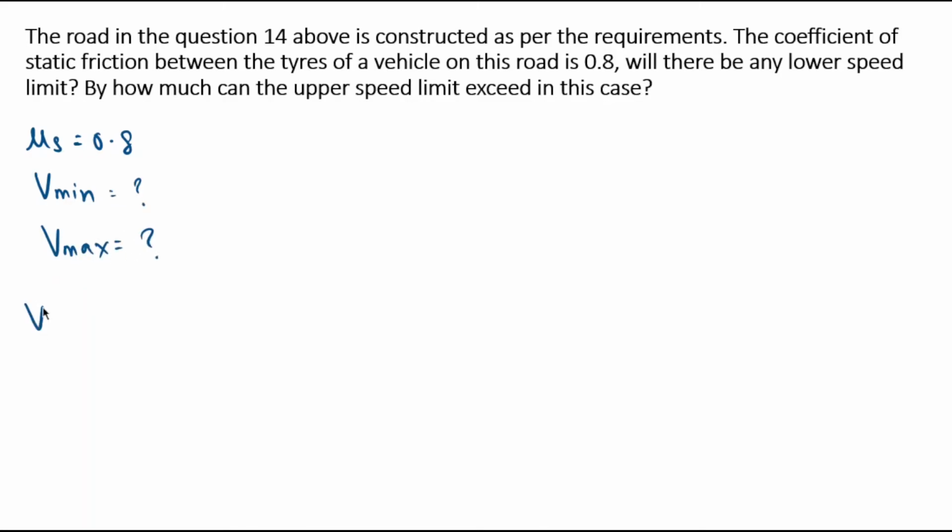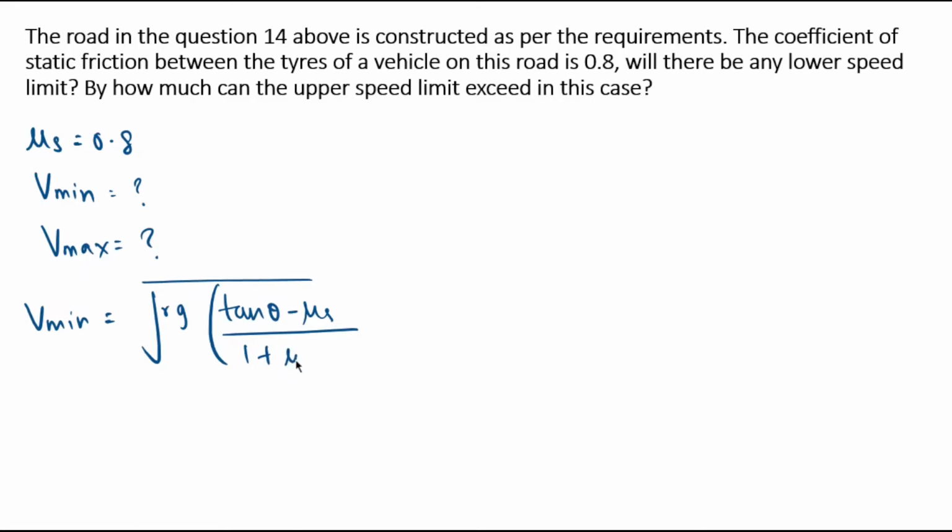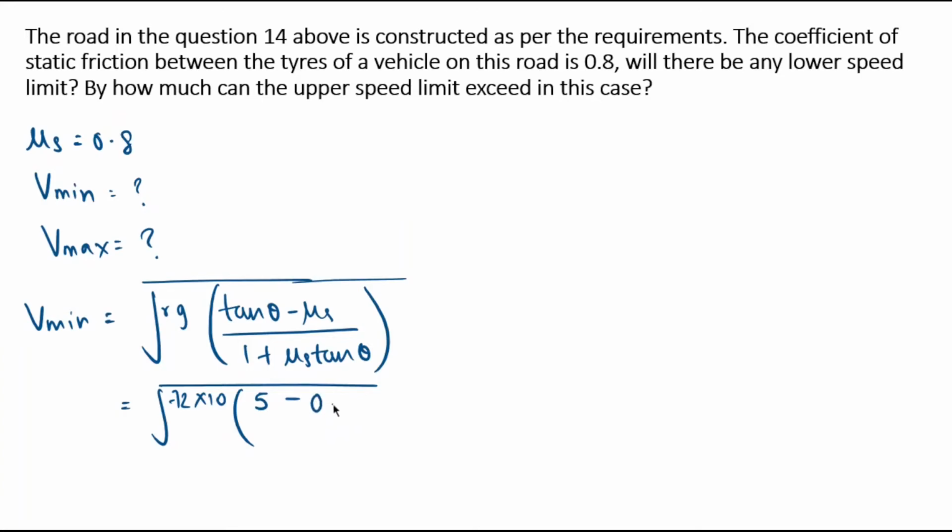The formula for V minimum, that is V minimum will be equal to root under Rg tan theta minus mu s upon 1 plus mu s tan theta. So putting all the values inside, we know r is 72, g we have taken as 10, tan theta we got as 5, minus mu s is given as 0.8, 1 plus mu s is 0.8, and tan theta is 5.